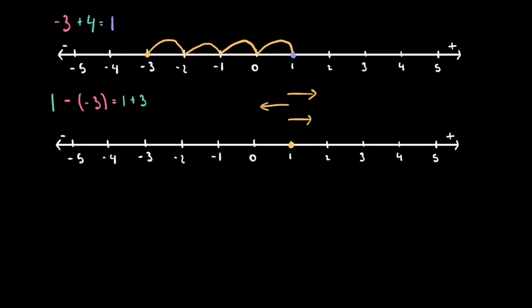We have 1 plus 3. So all we do is move 3 units to the right. That's 1, that's 2, and finally we're at 3, and we ended up at +4. So 1 minus -3, that is just +4.